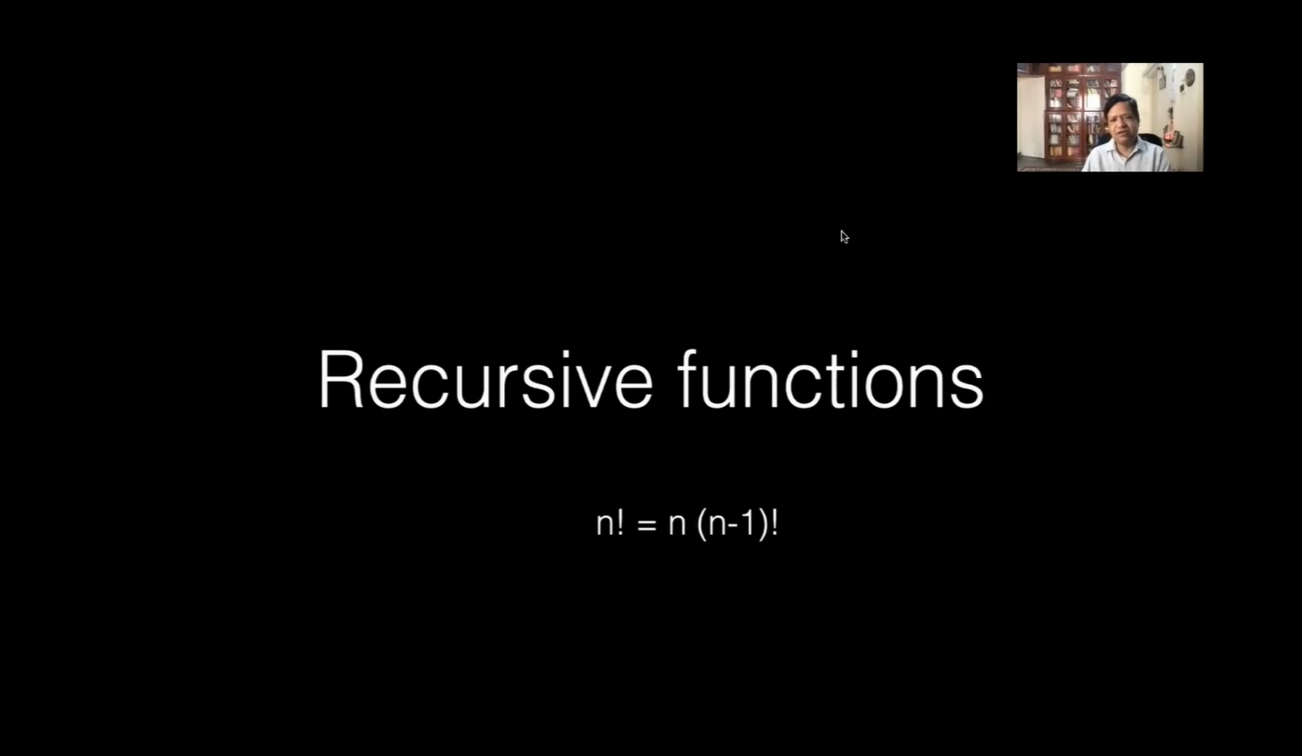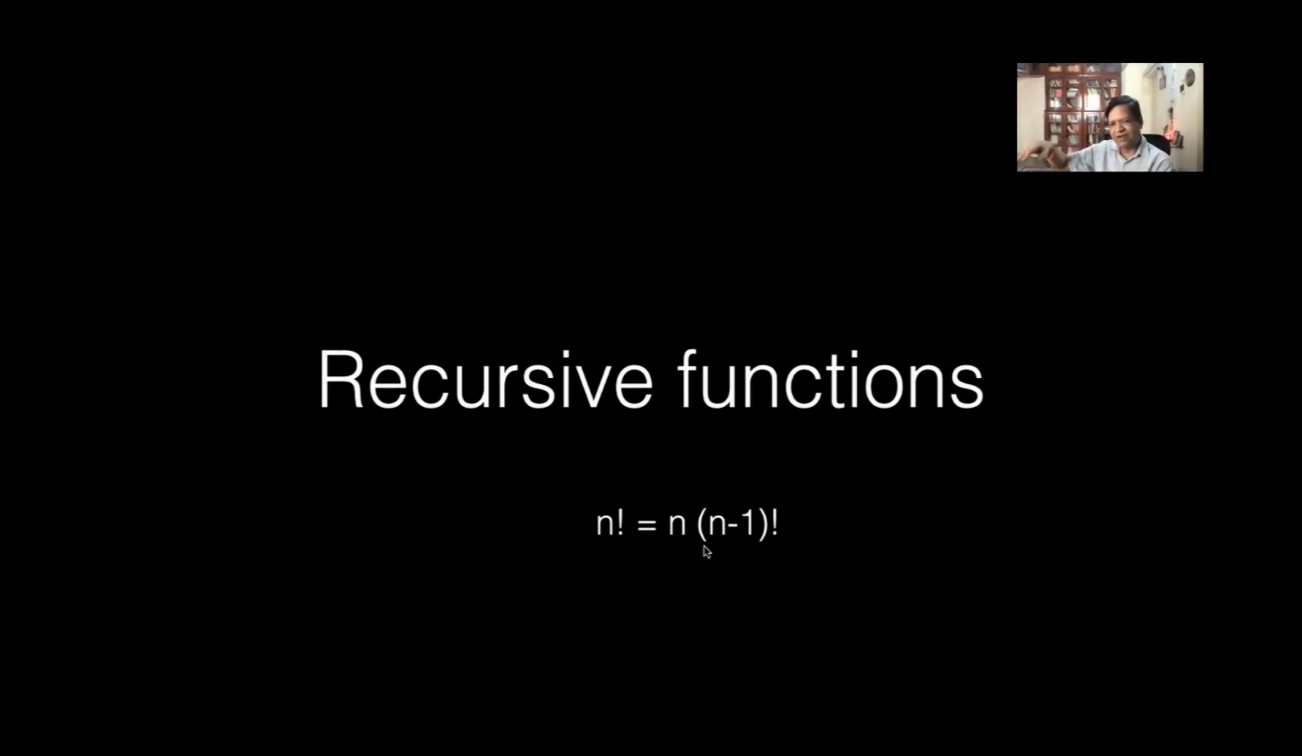So recursive functions are an important set of functions. In mathematics, recursive functions are like this. N factorial can be written, of course, one way as 1, 2, 3, 4, and so on up to n. This is the product up to n. But we can also write this as n factorial equal to n multiplied by factorial of n minus 1. But this is not complete, because this will keep going on down and down.